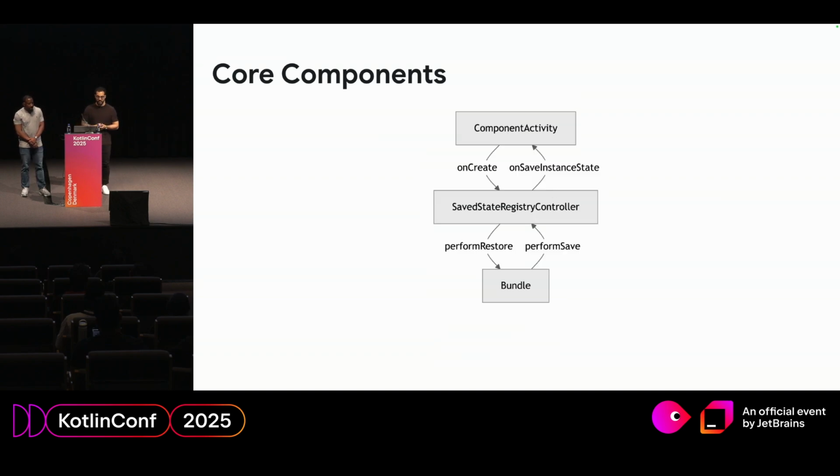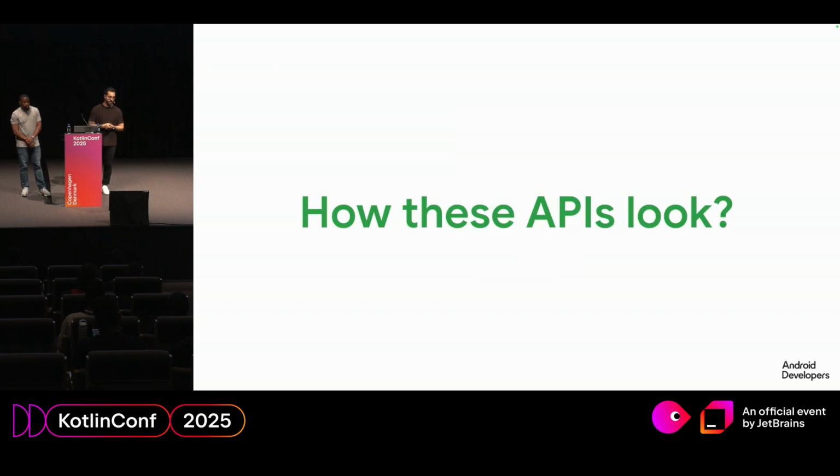In an Android app, your activity receives callbacks from the Android framework, like onCreate and onSaveInstanceState. Your activity then delegates these callbacks to the SavedState registry controller. The registry controller will then restore state during onCreate using the bundle provided by the framework, and save state during onSaveInstanceState by writing to the bundle also provided by the framework. So what do these APIs look like?